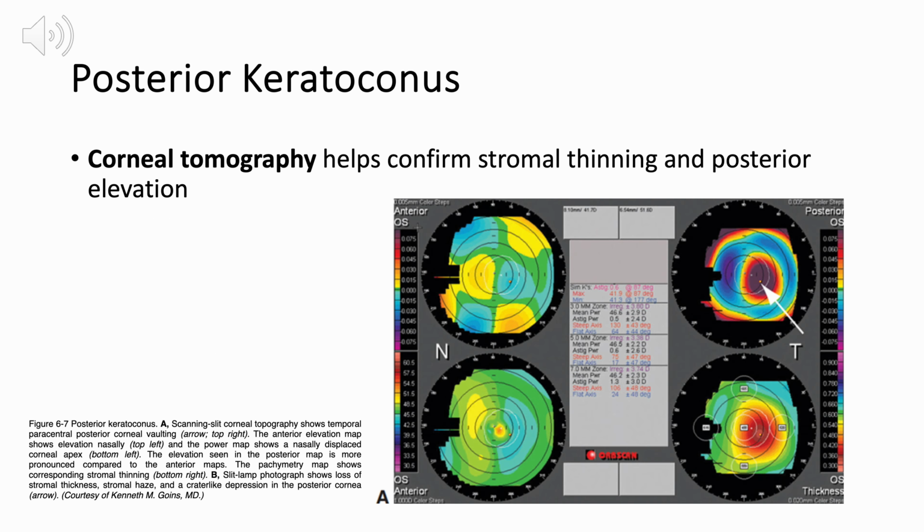This figure illustrates corneal tomography findings found in posterior keratoconus, which demonstrates temporal paracentral posterior corneal vaulting. On the anterior elevation map, top left, elevation is noted nasally, while the power map, bottom left, shows a nasally displaced corneal apex. In the posterior elevation map, top right, the elevation is more pronounced compared to the anterior maps. The pachymetry map, bottom right, reveals corresponding stromal thinning, indicating loss of stromal thickness, stromal haze, and a crater-like depression in the posterior cornea at the site of thinning.